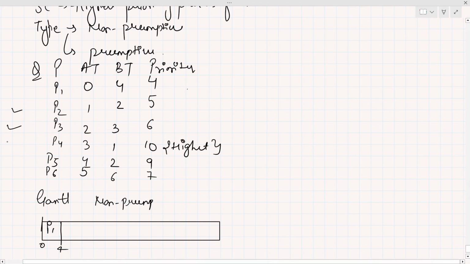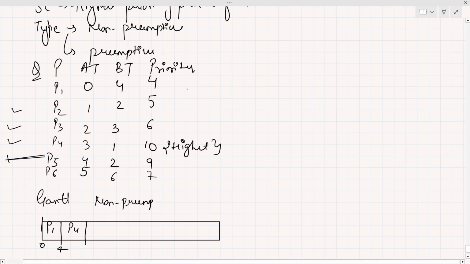So P2, P3, P4 and P5, these 4 processes are available. Now we have to select a process among these 4. Whichever has the highest priority, we are going to select that process. Here you can see that if the number is greater, then we select that process, because the greater number means greater priority. Among these 4 processes, 10 is the greatest, so 10 is the highest priority. We have to select P4.